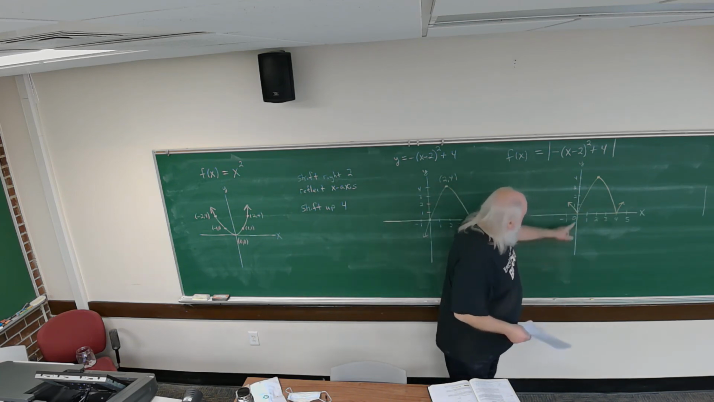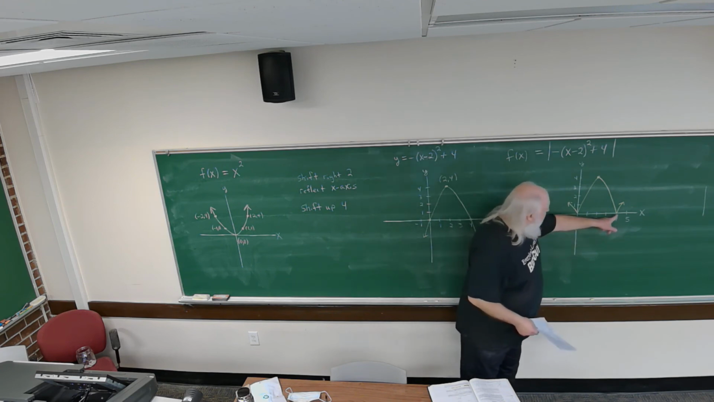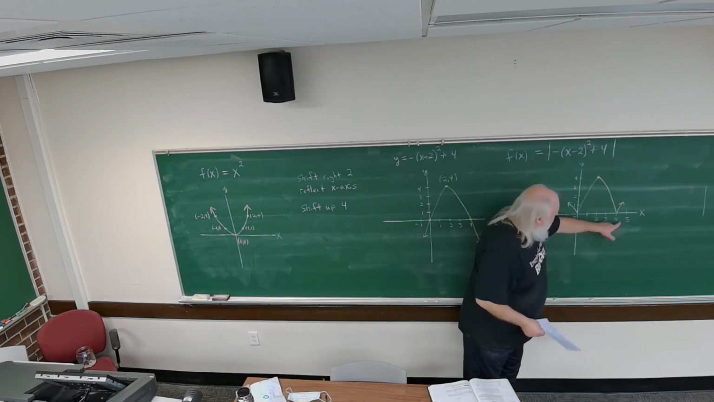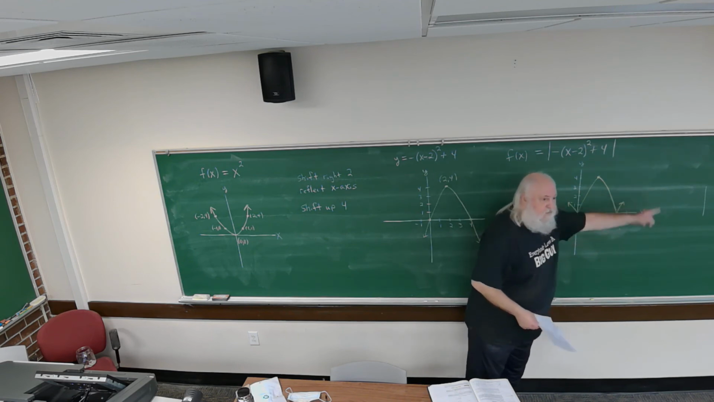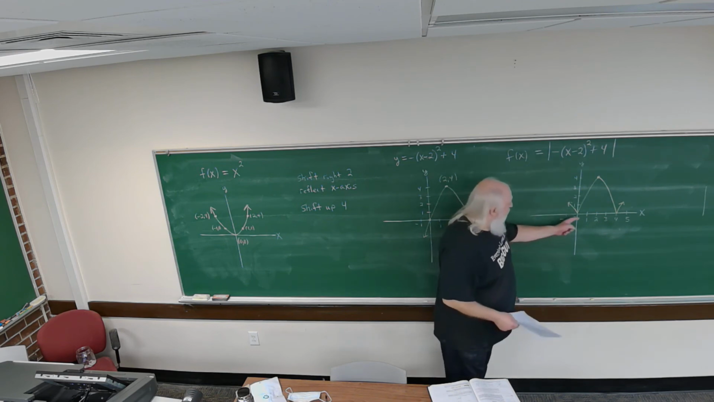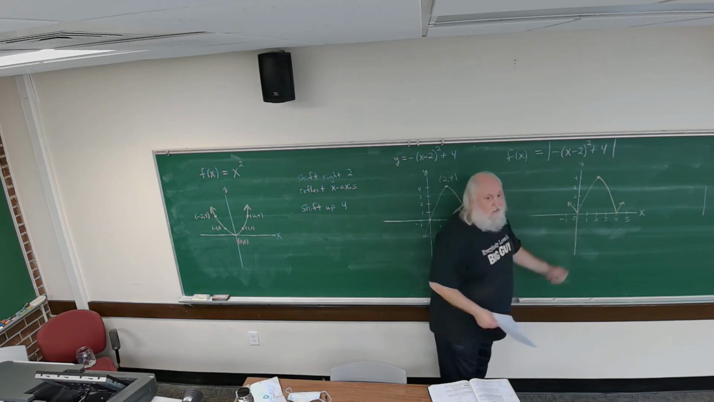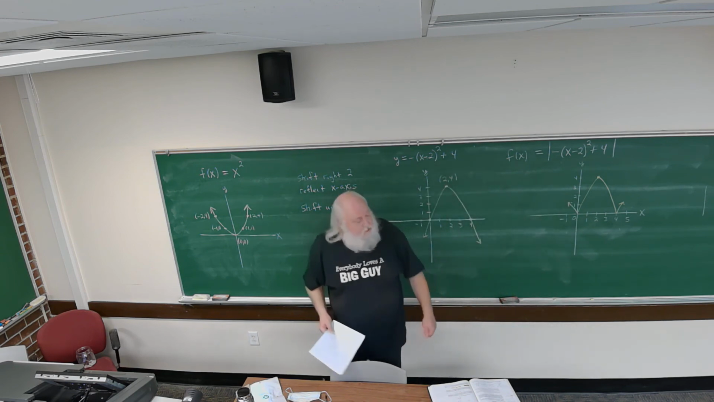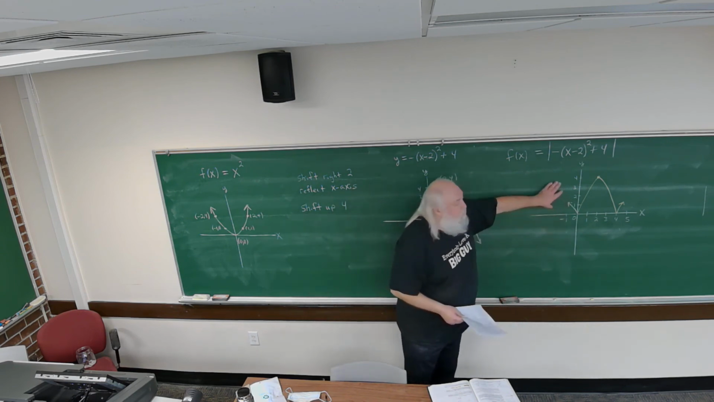Okay, the part that was going down below the x-axis is now going up, and over here the part that was going down gets flipped over the x-axis and is now going up, and that's because of that absolute value. It made those parts of the function that were negative positive. The y coordinates went from negative to positive.